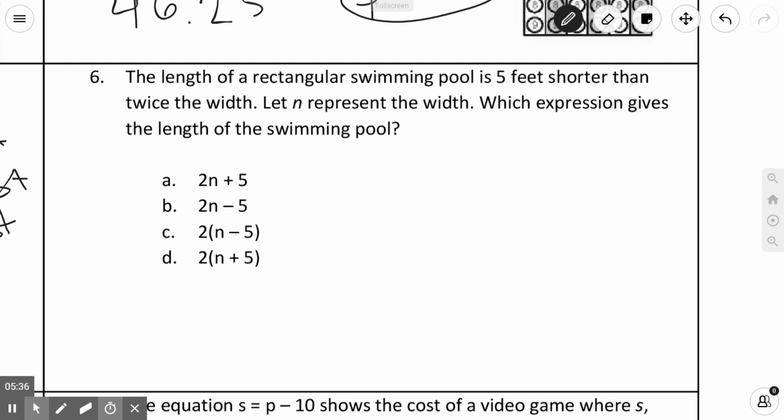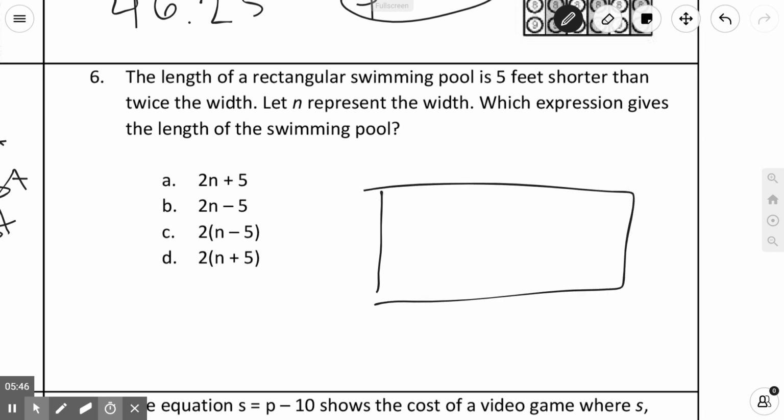Question 6 says the length of a rectangular swimming pool is 5 feet shorter than twice the width. So the first thing you want to do here is draw the rectangle. So let W represent the width. So let's say the width is W.